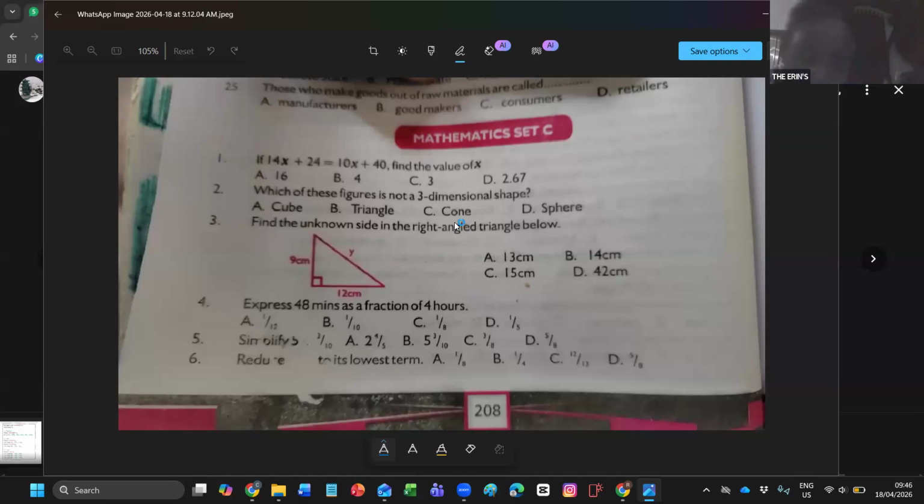Okay. So have you written down the answer in your book? No, sir. Please write it down. Triangle is 2 dimensional. That is why it's not a 3 dimensional shape. But the others, whenever you think about them, you think about objects that can be touched, held, or felt, or objects that have volume. So there's no way they can be 2 dimensional. Okay, can we move on now?